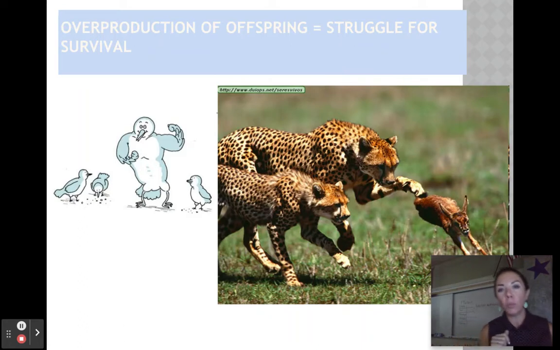Okay, so overproduction, struggle to survive. All right, so we're looking at these animals here. What do we have an overproduction of? These cheetahs here, right? So there's not enough food, right? And then we get this competition, where the fastest one is going to be able to catch the food.